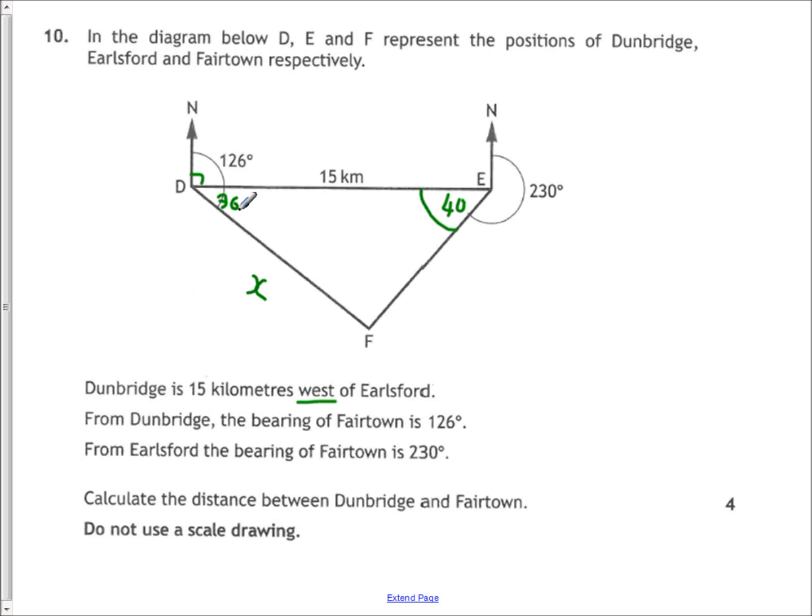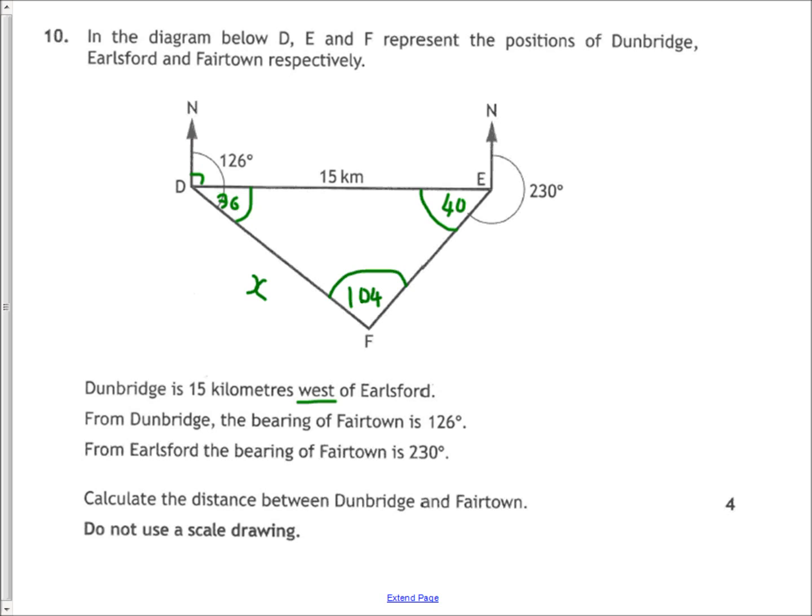36, okay? Now that you know these two angles, you can then use the fact that they all add up to 180 to get this one. So this gives you a sum of 76, so this must be 104. And once you've done that, it's dead easy.